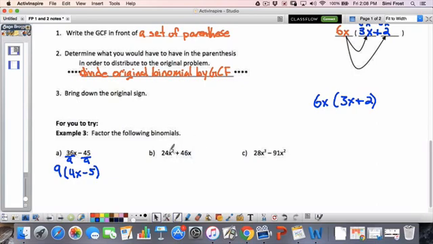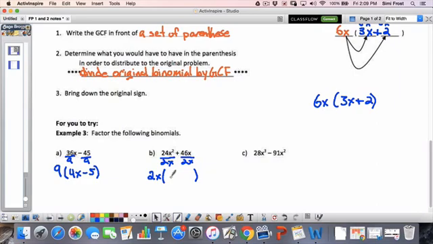All right, here I see that I have both a number and an x on both of them, so I am going to be able to pull out an x this time. The biggest number that goes into both of these is 2. I'm going to pull out my x, and I'm going to set up my parentheses like this, and I'm going to divide each term by 2x. See what I come up with.